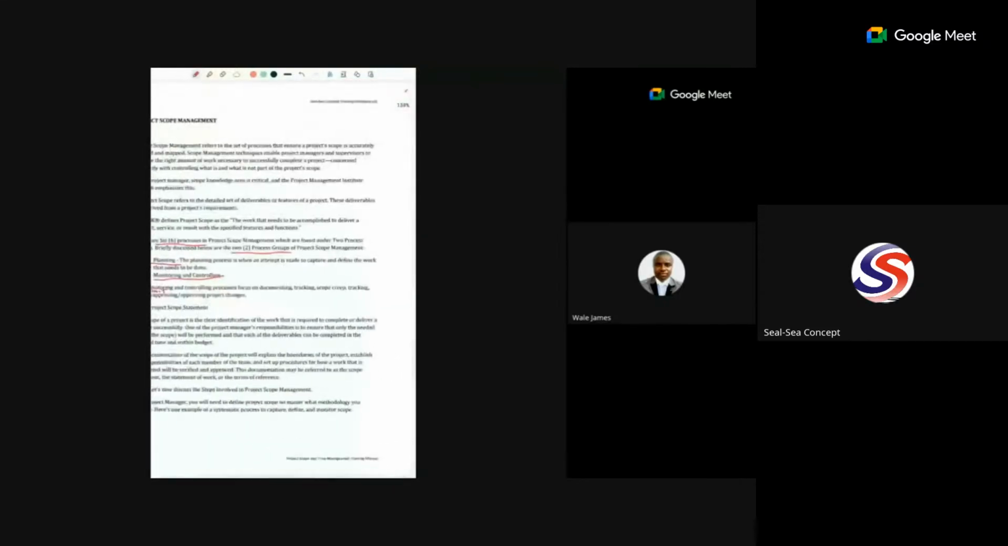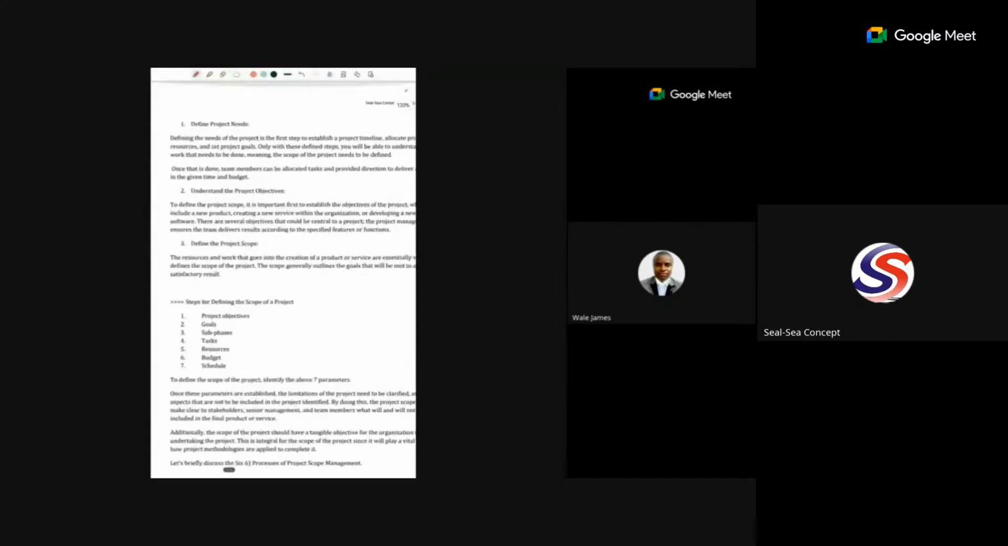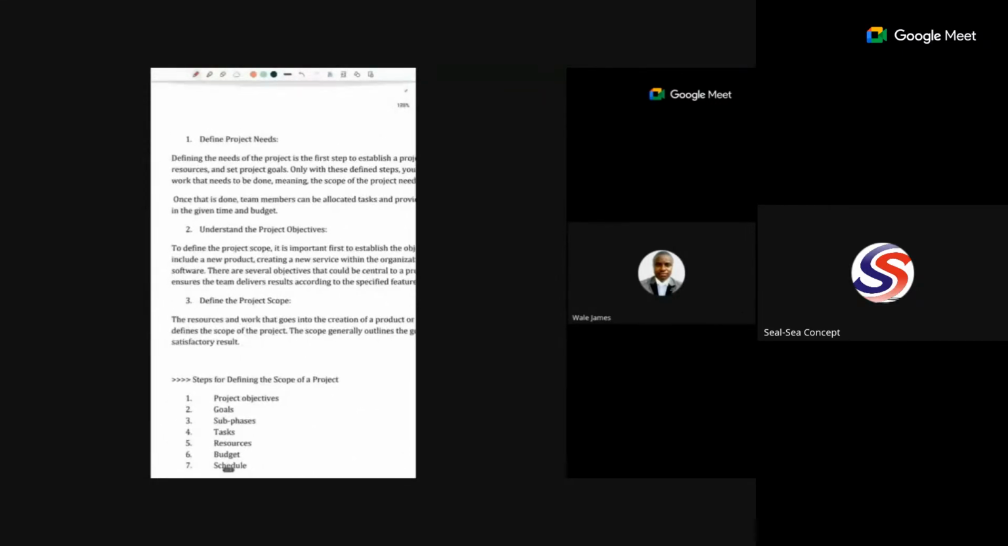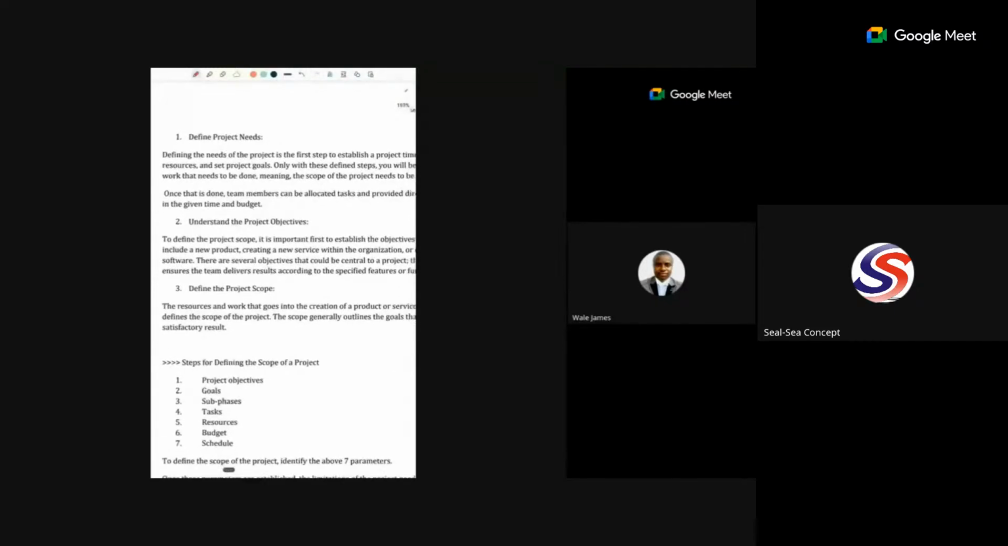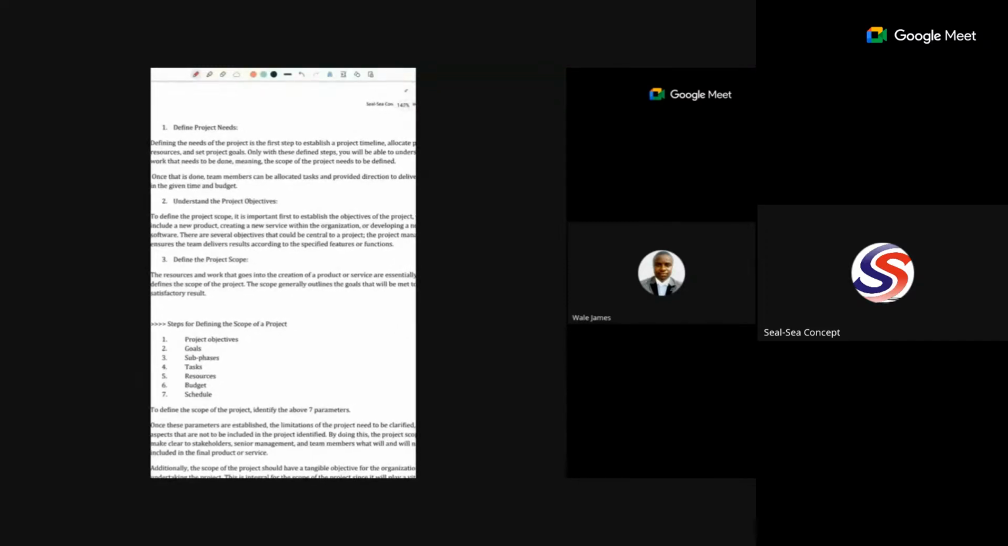So let us look at the processes. The first process of project scope management is for us to define the project needs. You need to define your project needs. You need to know what are the things that you need for this project. What do you need for the project? What are the needs of your project?